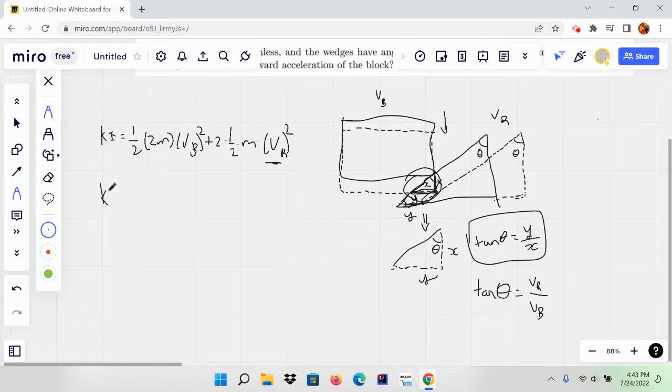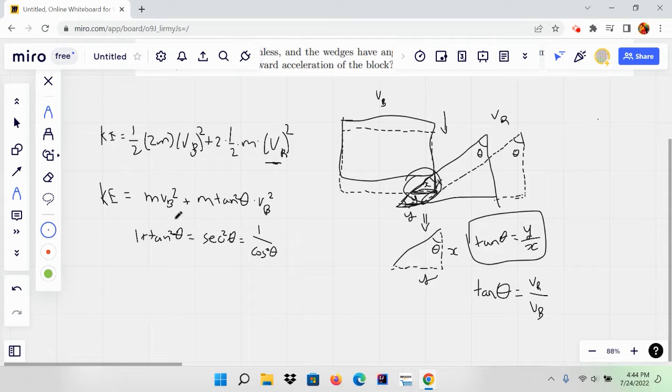This means that the kinetic energy is equal to m VB squared plus m tan squared theta times VB squared. Now we can use the trigonometric identity that 1 plus tan squared theta is equal to secant squared theta, which is the same thing as 1 over cosine squared theta.